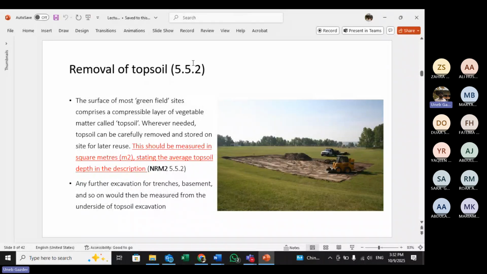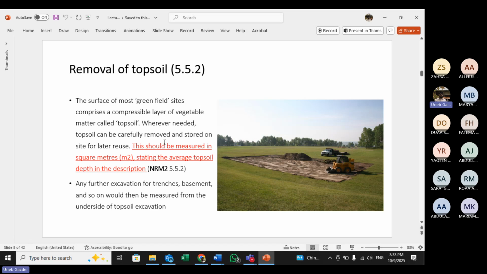Any further excavation would be measured from under the topsoil removal, not over. Over is what we will remove. So after removal of topsoil, any excavation will be measured from that point downwards. The topsoil is usually measured in square meters. How many square meters of topsoil? Square meters meaning the area of the plot, basically. Simple.